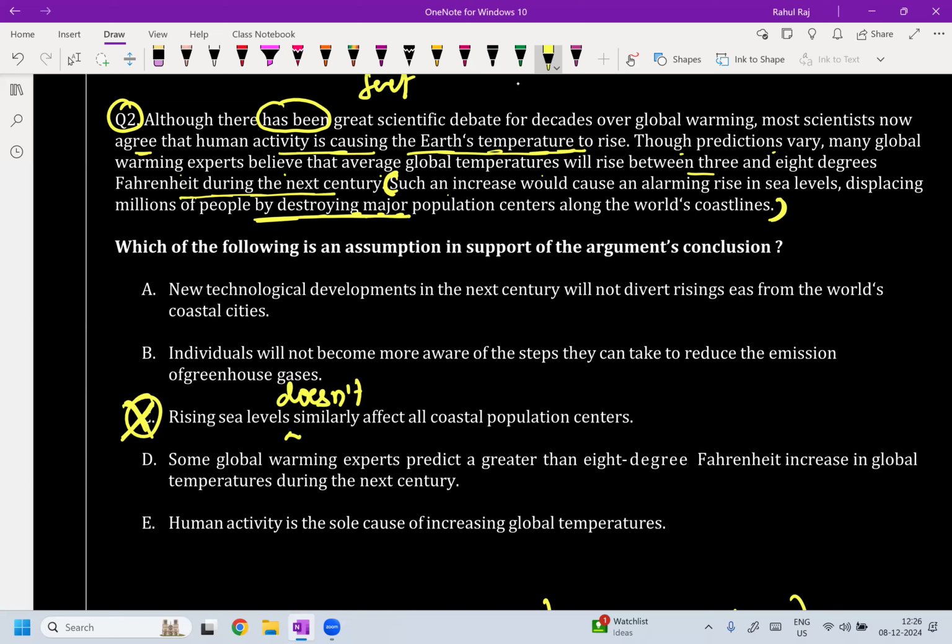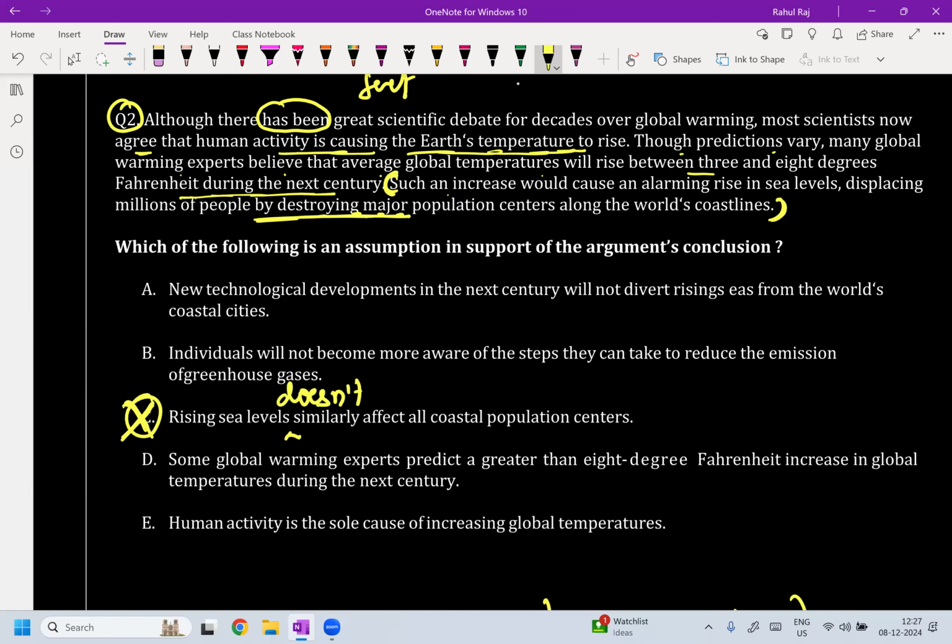Rahul, yes. The conclusion says destroying major population centers along the world's coastal lines. I understood it as along all the coastal lines in the world, in all the coastal lines, major population will be destroyed. It's not like an overall kind of thing. No, whatever your understanding is, maybe the whole population is destroyed or a little bit of a population is destroyed or the majority of the population is destroyed.